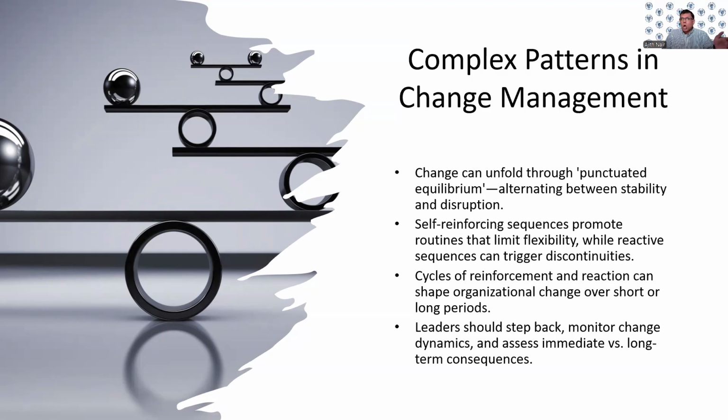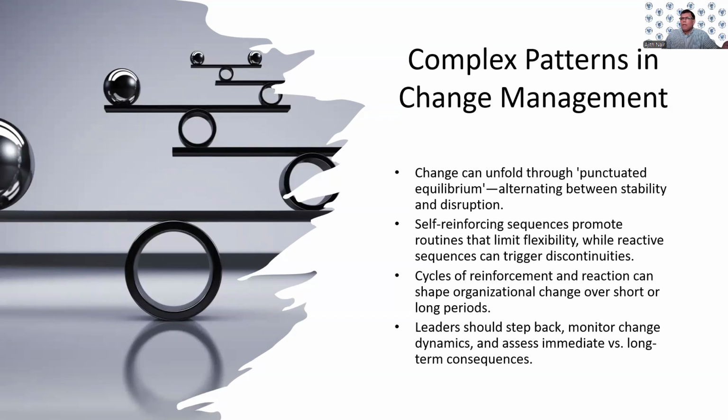Organizations may experience long periods of stability with incremental improvements, and external forces like technology shifts, regulatory changes, or market disruptions can trigger major transformation. Self-reinforcing and reactive sequences play a role: self-reinforcing sequences create structured routines that increase efficiency but limit flexibility. Reactive sequences introduce disruptions that force organizations to pivot. Leaders must recognize cycles of reinforcement and reaction in order to make timely strategic decisions.